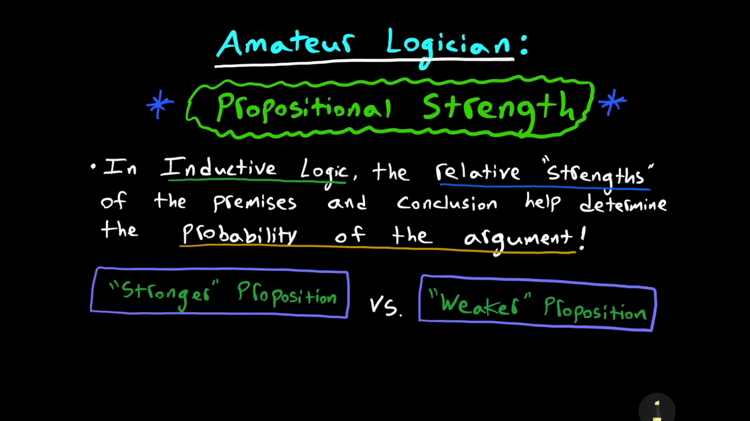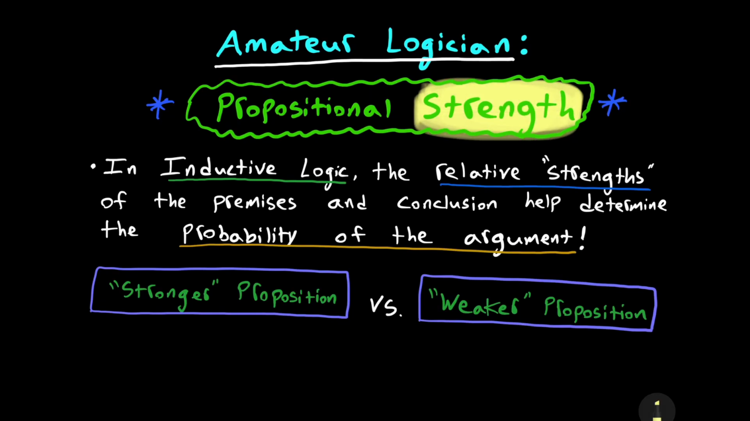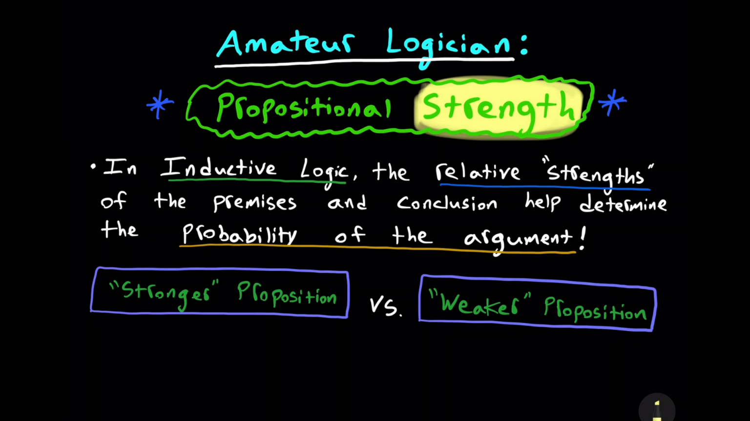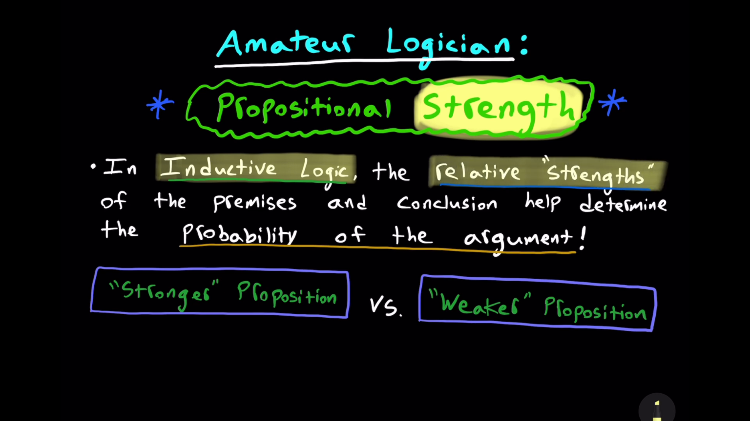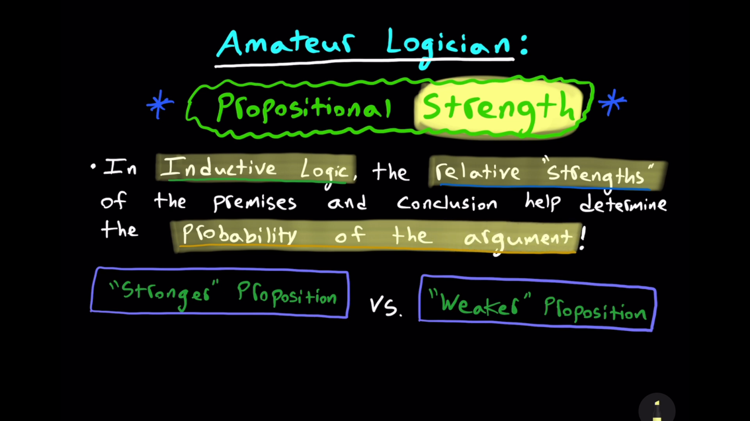In this video, we're going to consider propositional strength. Now, in modern inductive logic, we're dealing with arguments where the conclusion only probably follows from the given premises. In contrast, deduction involves absolute proof, so to speak, absolute certainty. Induction involves the probability of an argument. Now, in inductive logic, the relative strengths of the premises and the conclusion help determine the probability of the argument.